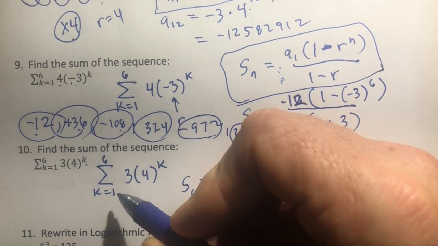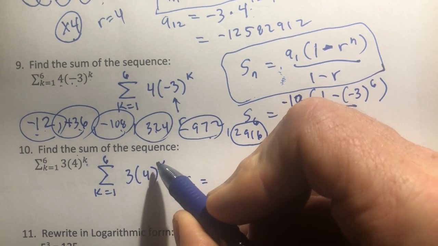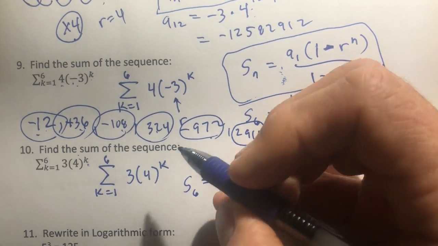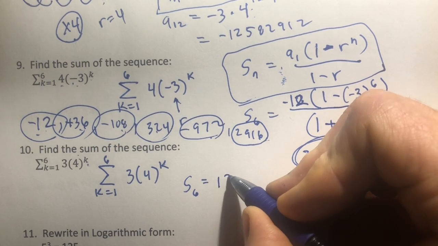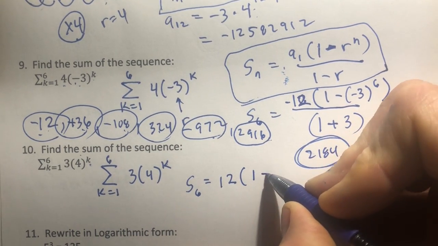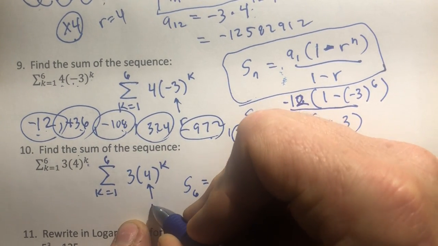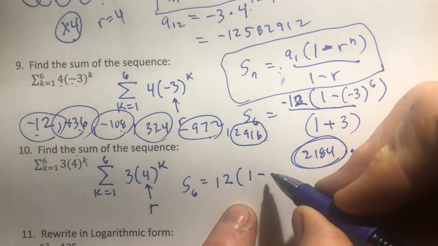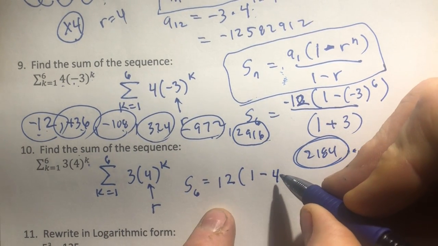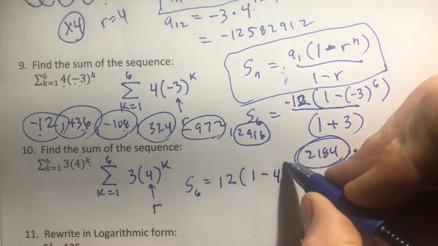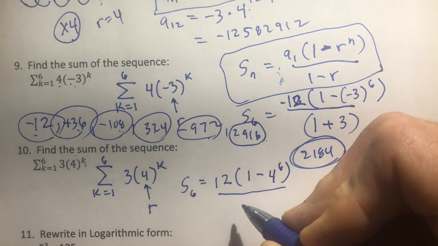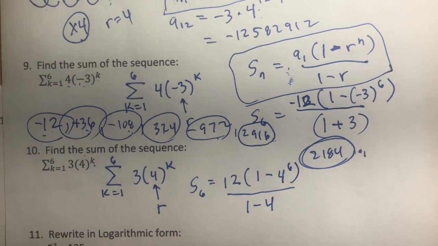All right, it's going to be the first term. So if I put 1 in there for k, I get 3 times 4 to the 1 power, which is 12. Then I have 1 minus my r. Well, there's my r right there. That's the r in the parentheses. So it's 1 minus 4 to the n power, which is 6. And then divided by 1 minus 4.